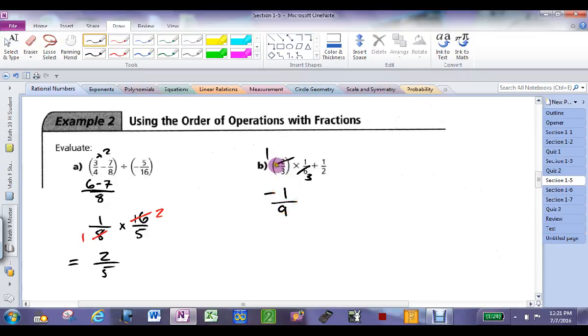And I need a negative, don't I? Plus 1/2. Can I put those two together? Can I do this addition? No. Not right now, Paneet. What do I got to do first?